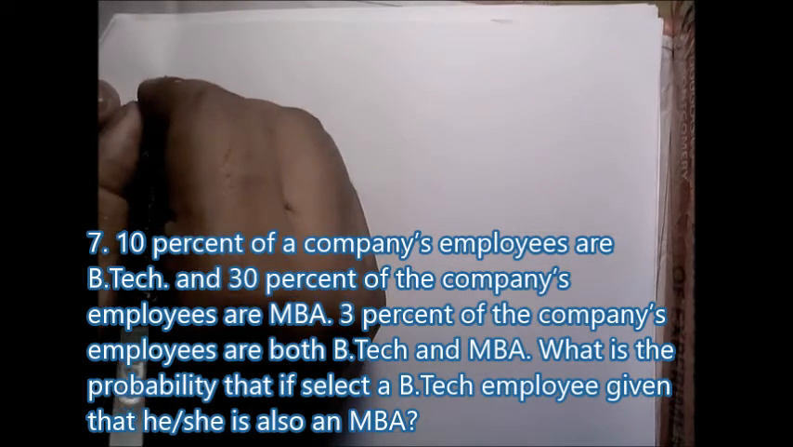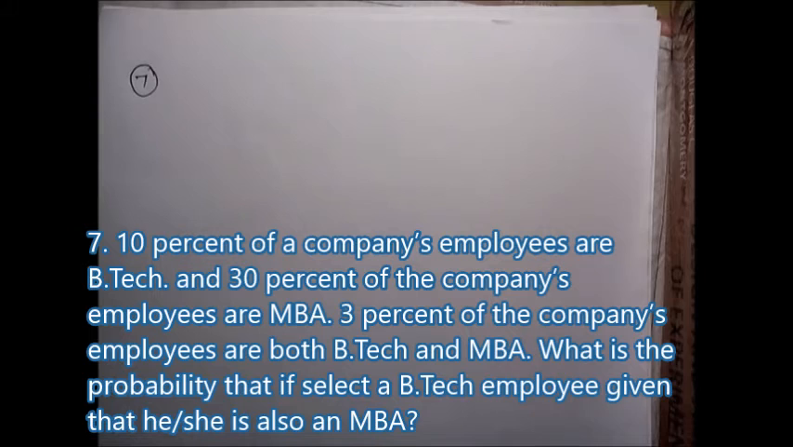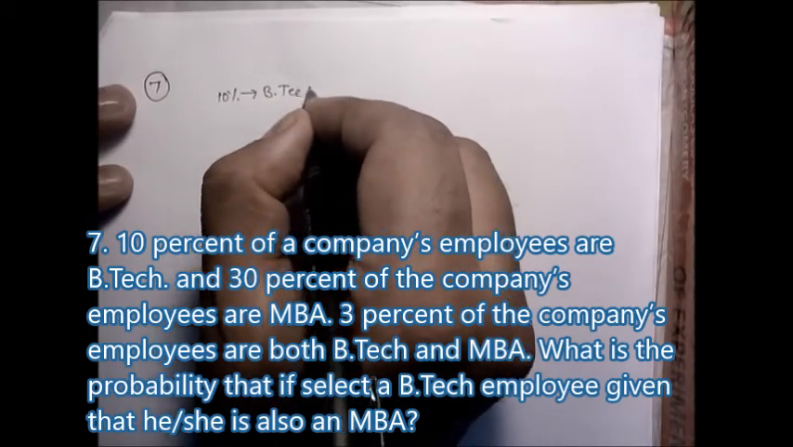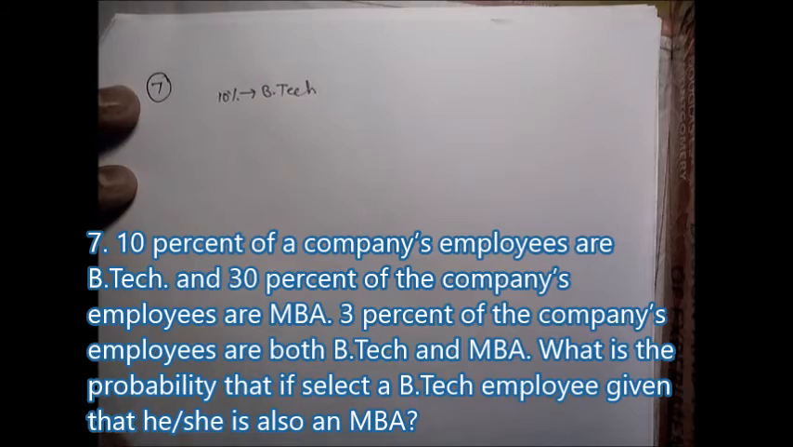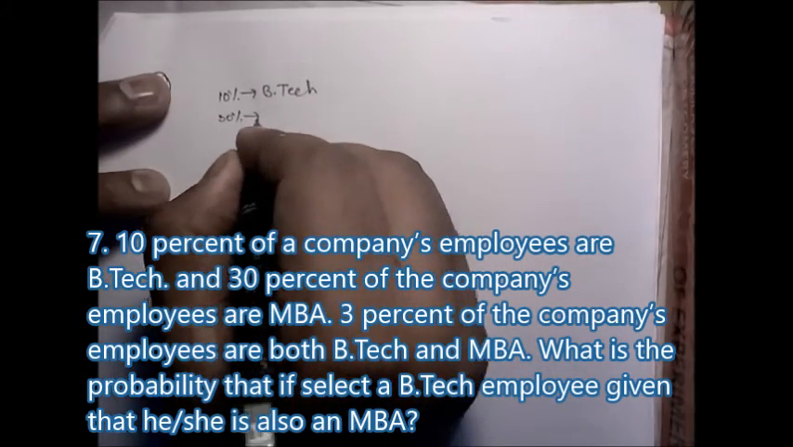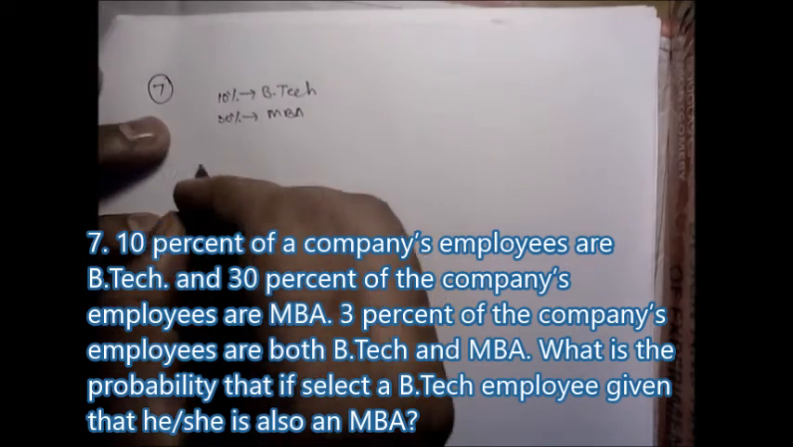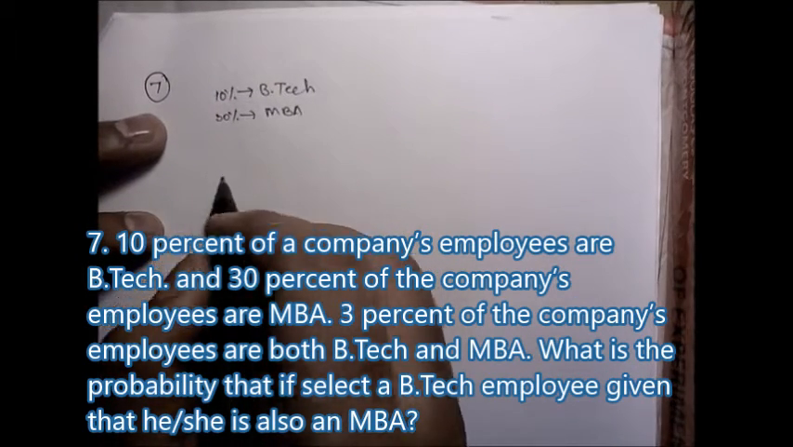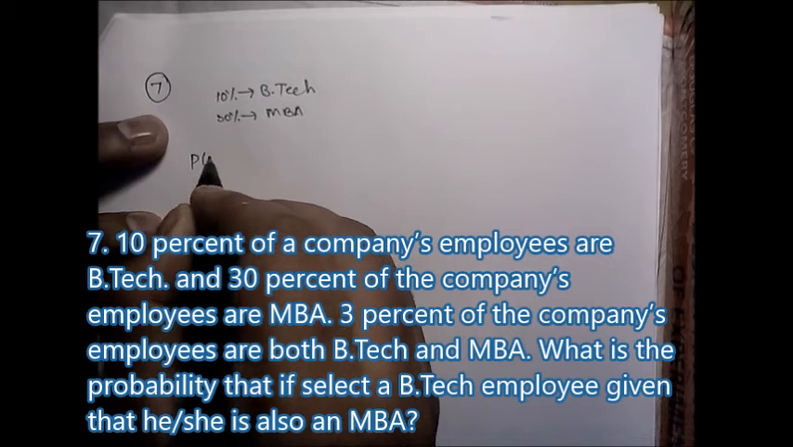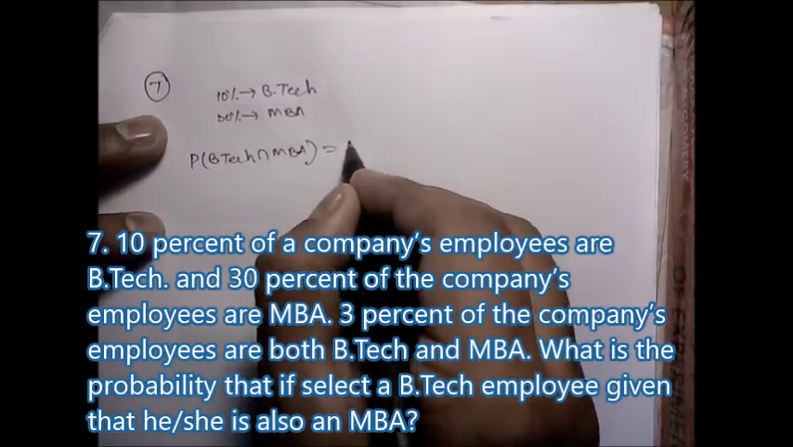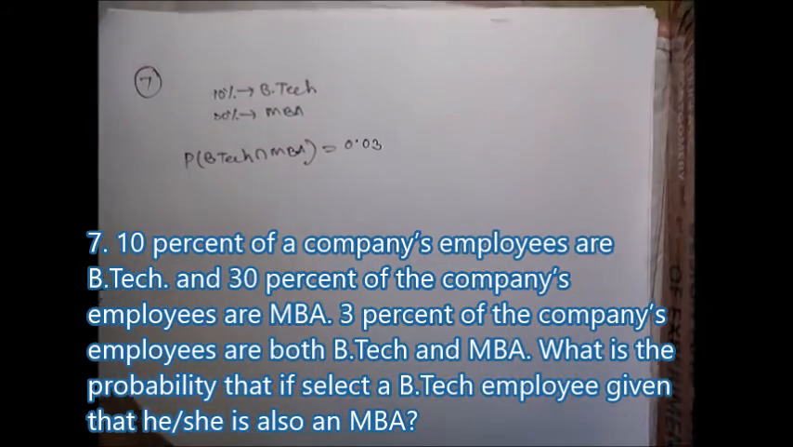Seventh one. 10% of a company's employees are BTech. Okay. 30% of the company's employees are MBA. 3% of the company's employees are both BTech and MBA. So that means BTech and MBA is 3%. That is 0.03. Okay.